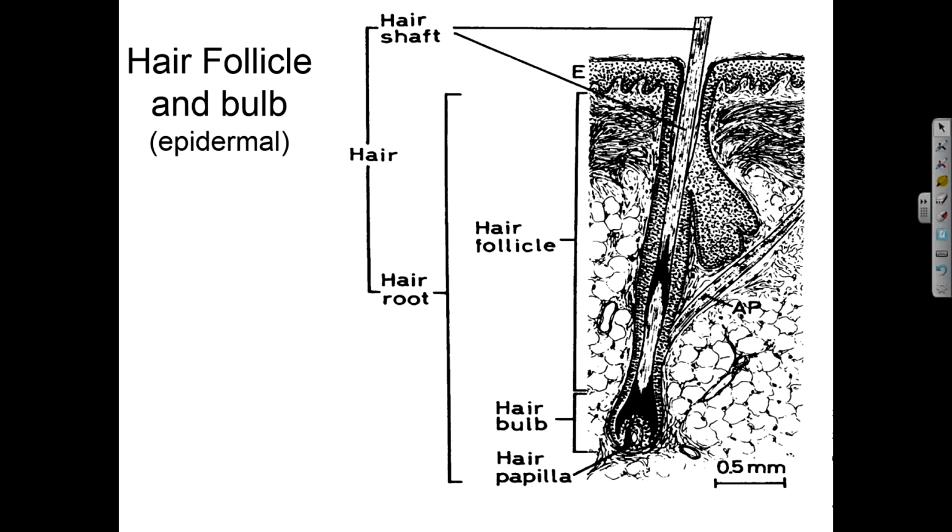But anyway, hair follicle and bulb. So a hair consists of the shaft, and the follicle is that part beneath the surface of the skin. And the follicle, or the root, I should say, is that part beneath the skin. The root consists mostly of the follicle, and then there's a bulb at the bottom from which the hair grows itself.